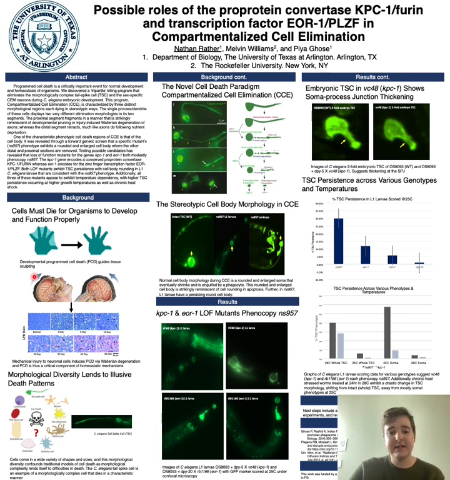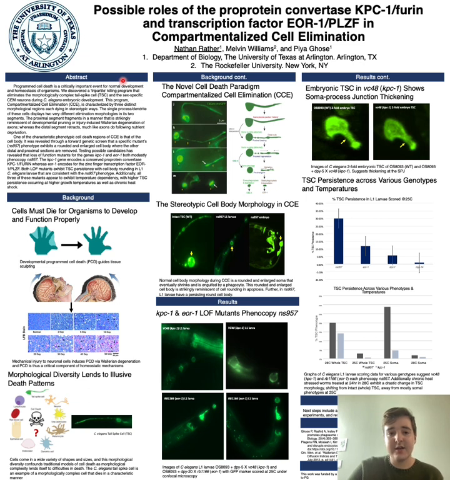Our lab is very interested in programmed cell death, and specifically how programmed cell death occurs in so-called morphologically complex cells. We know that morphological diversity of cells lends to elusive cell death patterns. This is because in morphologically complex cells, it's poorly understood how these cells die and how their corpses are eliminated. And so we study programmed cell death in the morphologically complex tail spike cell in the C. elegans model system.